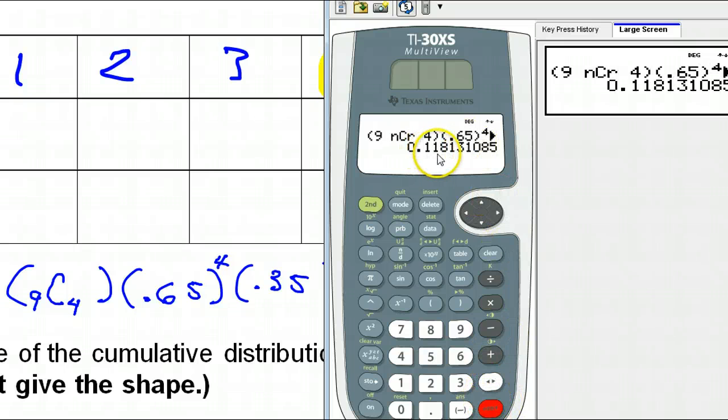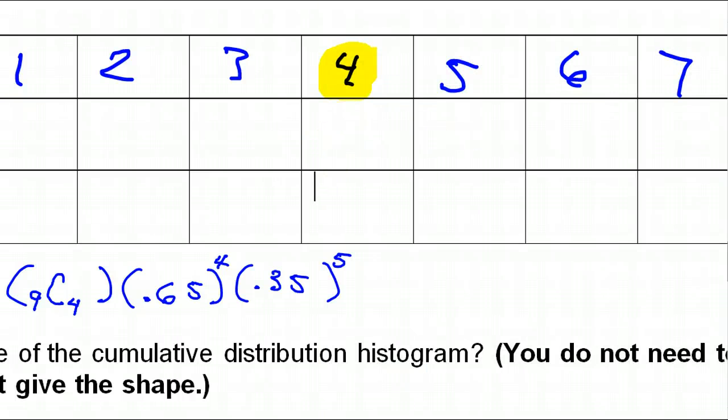So 0.1181, 4 decimal places, please. Round if necessary. If this had been a 6 instead of a 3, then I would have rounded this up to a 2. 0.1181. So that is the probability that exactly 4 families will have a landline.